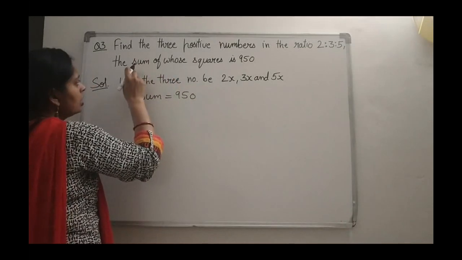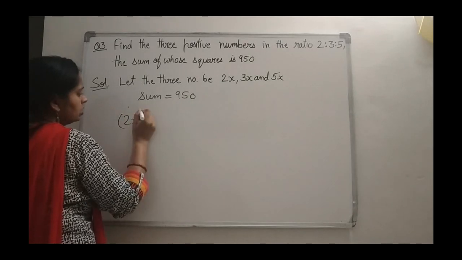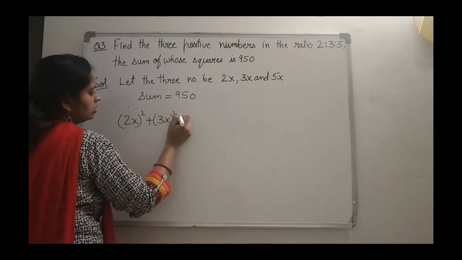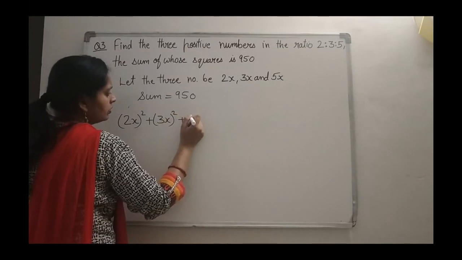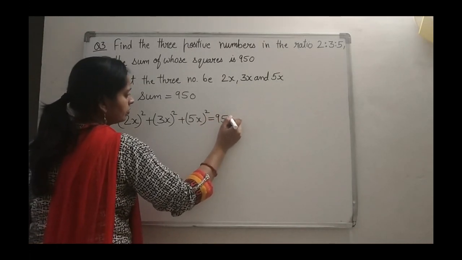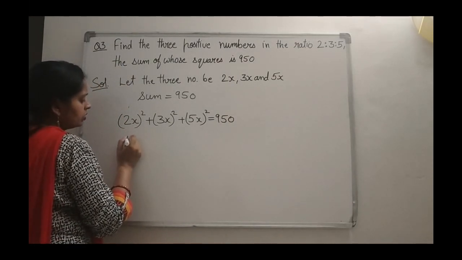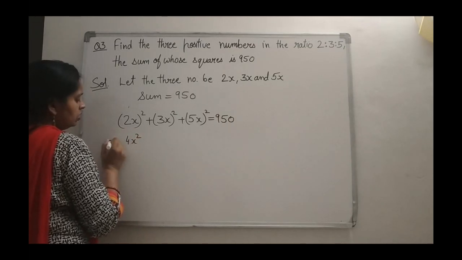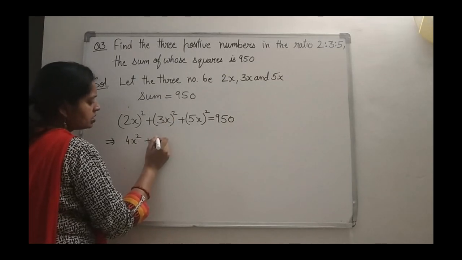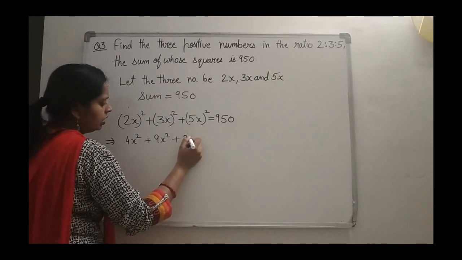Sum is equal to 950. And according to question, sum of squares of these numbers. So according to question, 2x square plus 3x square plus 5x square is equal to how much? 950. Okay. So when you open the bracket, then what you will get? 2 square means 4. 2x the whole square means 4x square plus 3x the whole square means 9x square, and 5x the whole square means 5 5s are 25x square.